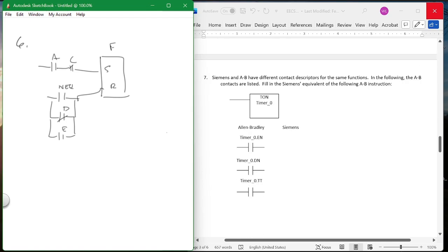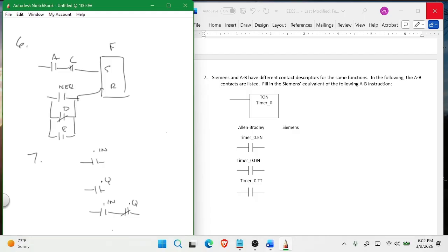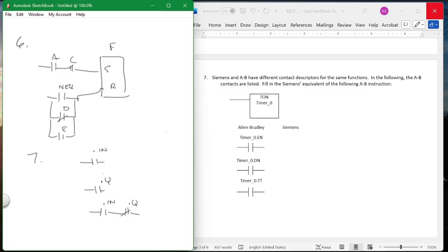And number 7, probably the easiest one on the test. We went over this 2 or 3 times, I think. This is EN is .IN for Siemens. .done is .Q. And they don't have a timer timing bit, so you have to say .IN, but not .Q would be my timer timing bit. So timer1.in, timer1.q, timer1.in, but not timer1.q. All right.